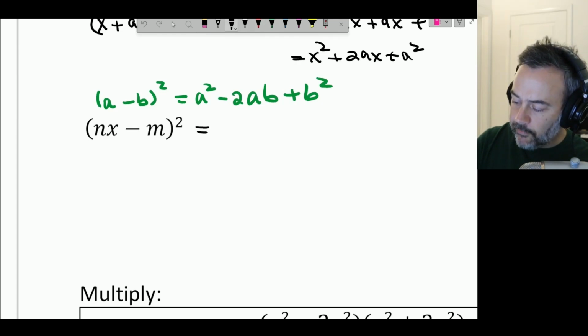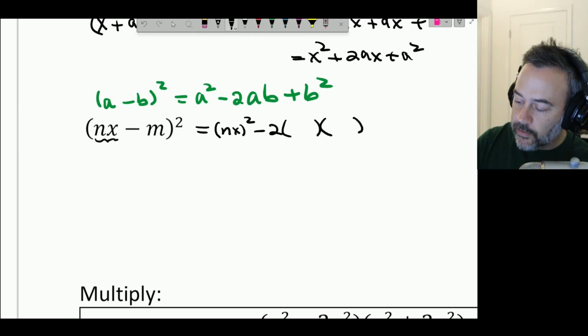Well, let's switch to black for my answer. What's A? A is nx. So it's (nx) squared minus 2 times the first thing. What's the first thing? nx. Times the second thing. What's the second thing? m. Plus B squared. B is m.